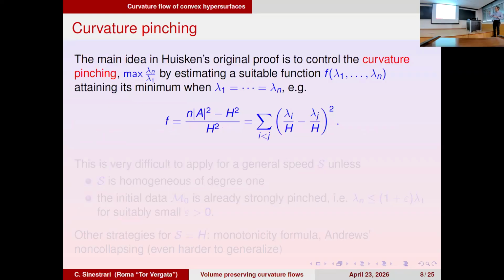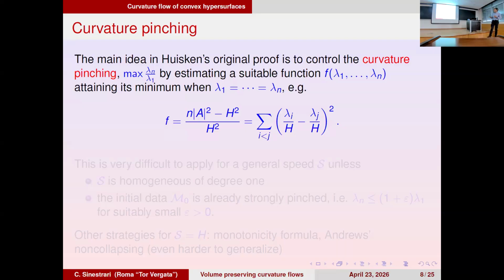So let me mention briefly what was the... Wiscan's original proof was quite long, with many ideas, but the starting idea, inspired by Hamilton's work, was to control the curvature pinching. So to show that this quotient basically becomes closer and closer to 1 with the flow.